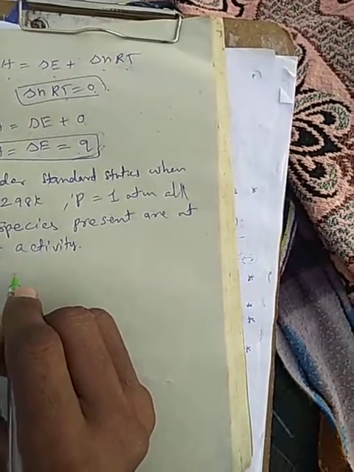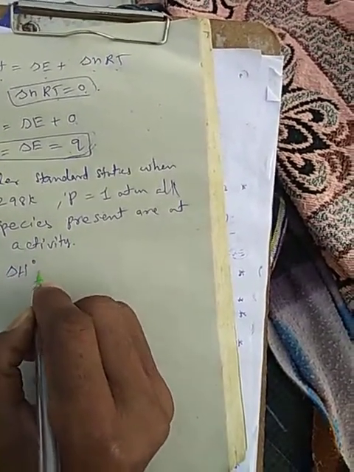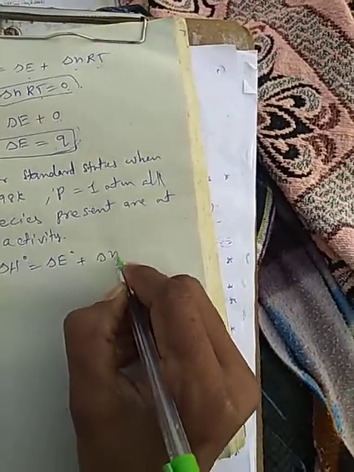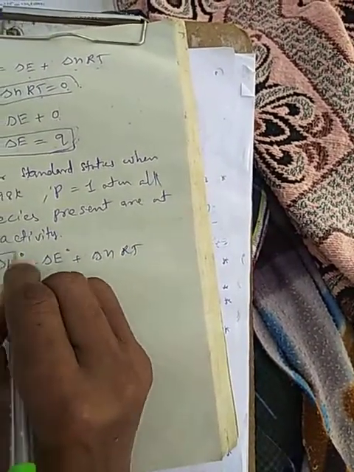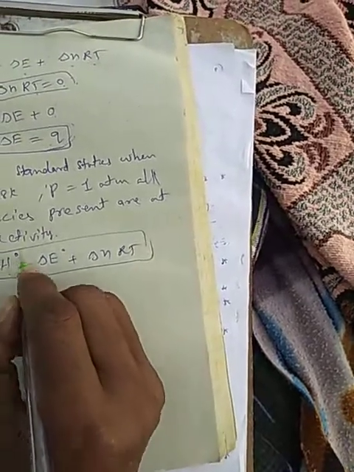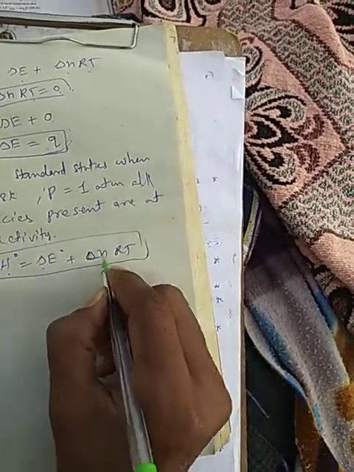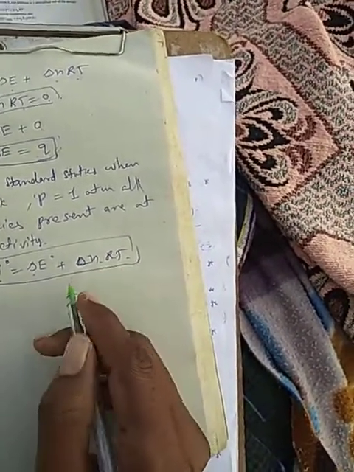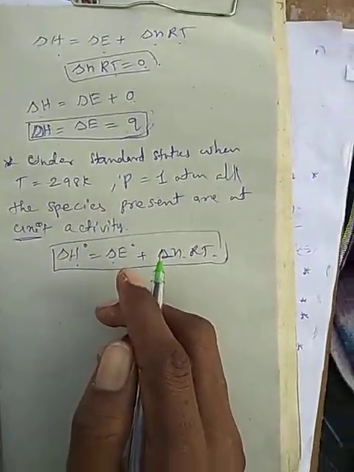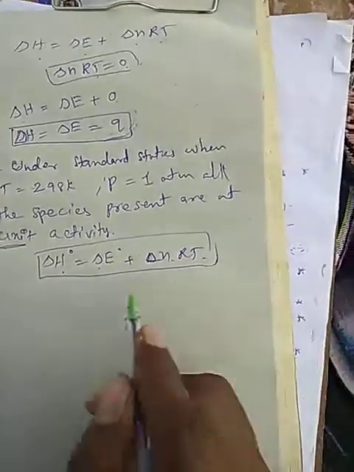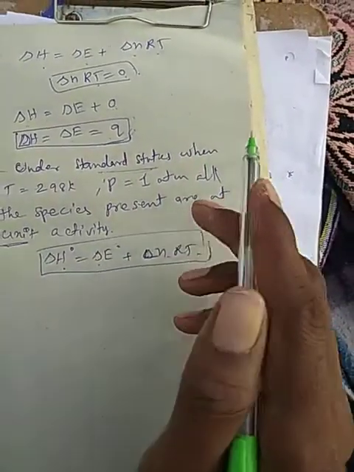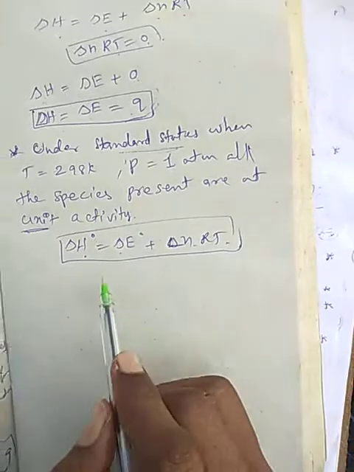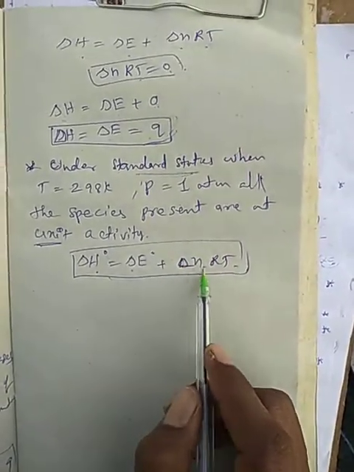Now for the standard condition, the equation becomes delta H naught is equal to delta E naught plus delta n RT. This is the formula we can use for calculations under standard conditions. When the question gives the standard condition, we use this formula: delta H naught is equal to delta E naught plus delta n RT.